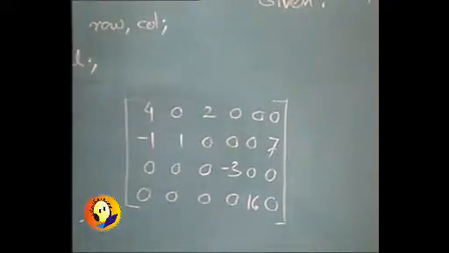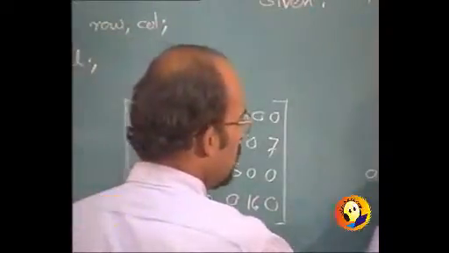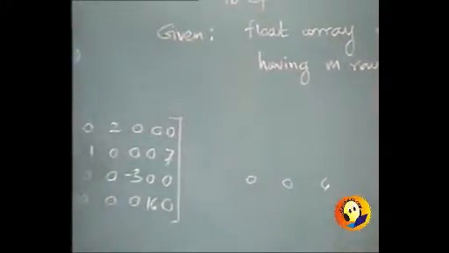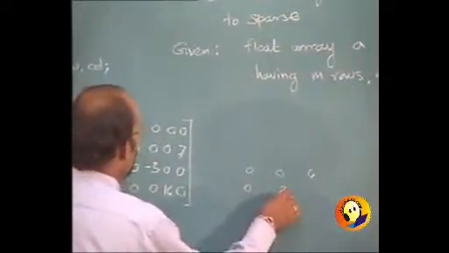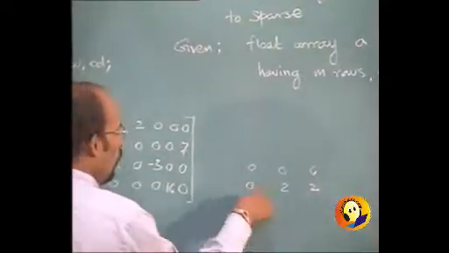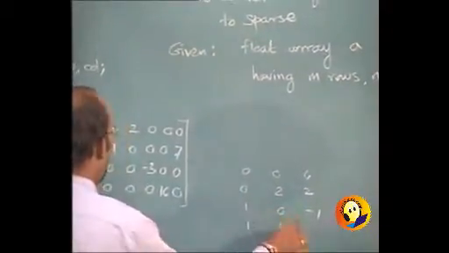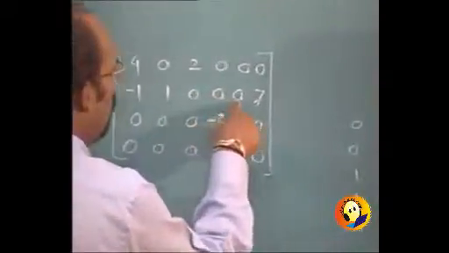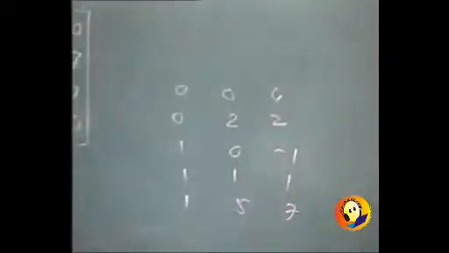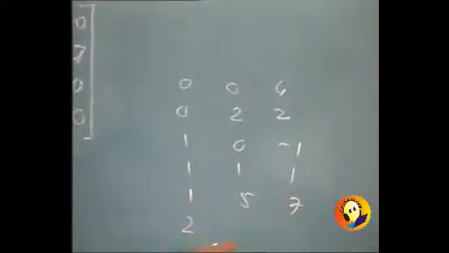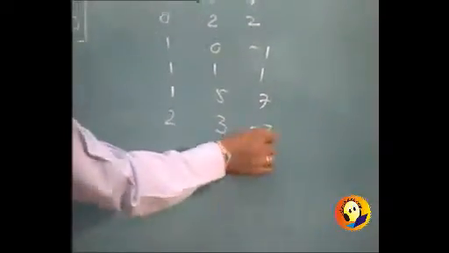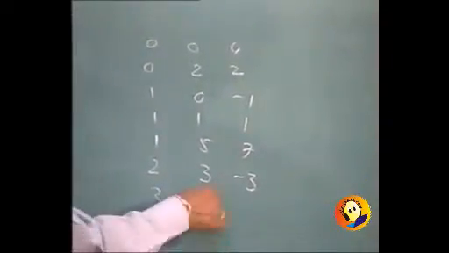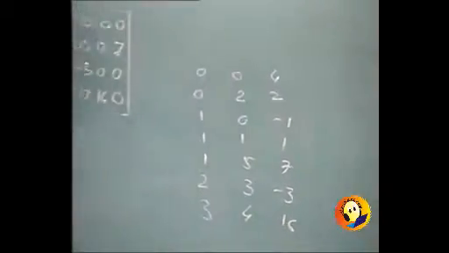In the sparse notation form, it will be represented as 0, 0, 4. Row number 0, column number 0, value is 4. Row 0, column 2, value is 2. Row 1, column 0, value is 1. 1, 1, 1. Then 1, 5, 7. Then 2, 3, minus 3, and then 3, 4, 16. This will be the sparse representation of it.